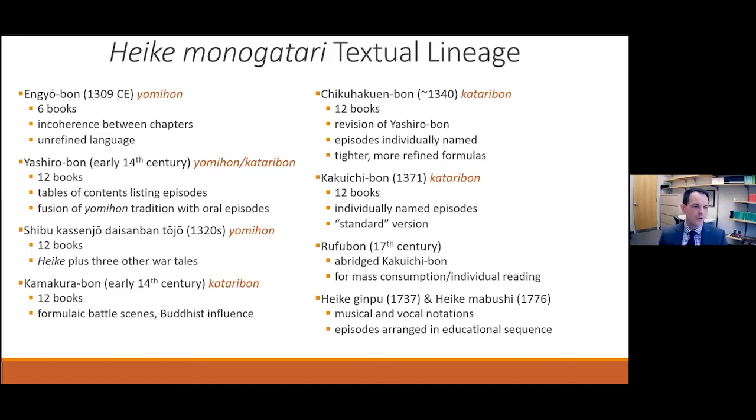Some other descendants of the Kakuichi-bon not included in the broad family of the Rufubon were the Heike Ginpu of 1737 and Heike Mabushi of 1776, which introduced musical notations to the Kakuichi text and rearranged its episodes in a sequence in which apprentices were supposed to learn and memorize them. Since musical notation created a fixed musical form in addition to an already fixed written text, these variants are widely seen as marking the effective end of oral performance's influence on the development of the Heike tradition.